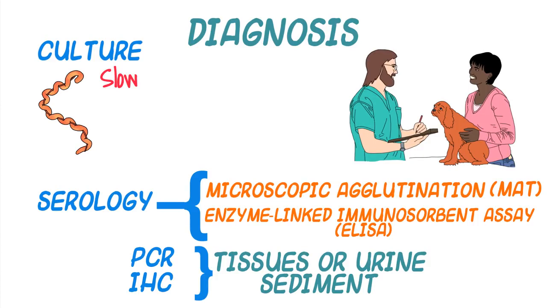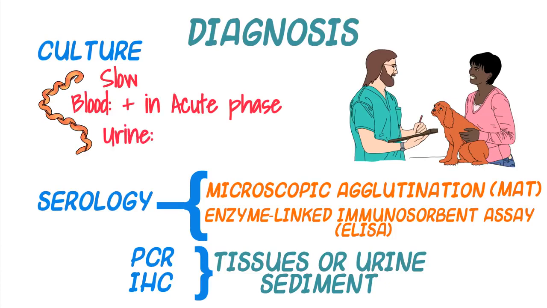Culture of blood, urine, or tissue specimens is the only method to definitively identify the infecting serovar. Blood can be culture or PCR positive early in the disease course, whereas urine is more likely to be positive 7 to 10 days after clinical signs arise.